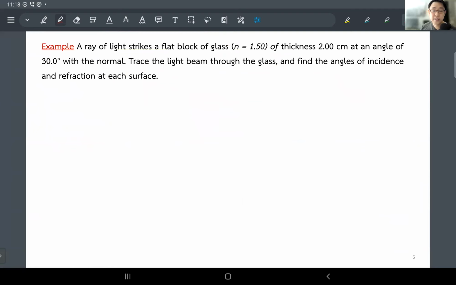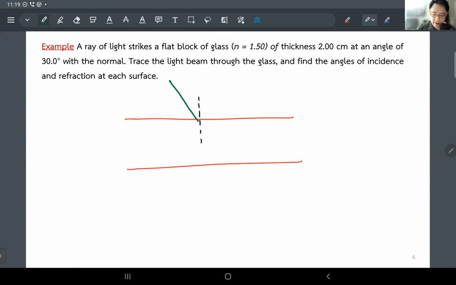A ray of light strikes a flat block of glass given n equal to 1.5. The thickness is given to be 2 centimeters. All right, so you have a block of glass at an angle of 30 degrees with the normal. So they already give you that information there, that the light hits this surface at a 30-degree angle with the normal. Trace the light beam through the glass and find the angles of incidence and refraction at each surface.